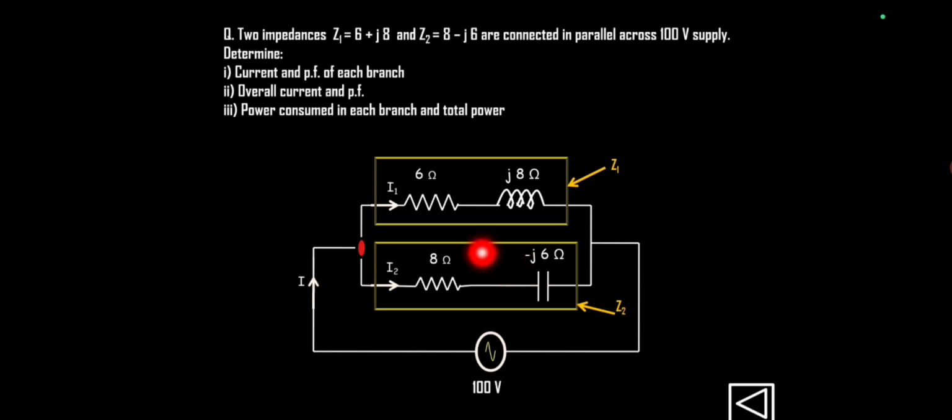It means we have to find out I1 and I2, and power factor of the first and second branch. In the second part, we have to find out overall current and power factor, that is, calculate the total current I and power factor of the whole circuit. And in the third part, we have to find out power consumed in each branch and total power. It means power consumed in the first branch, power consumed in the second branch, and the total power. So let us start to solve this problem.